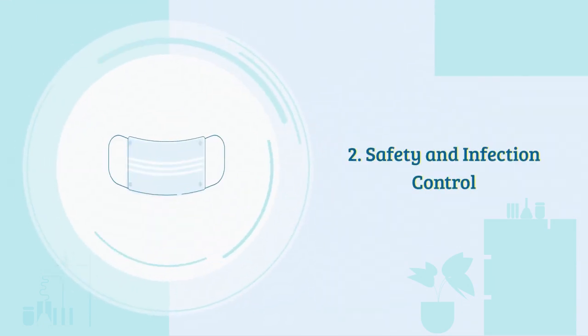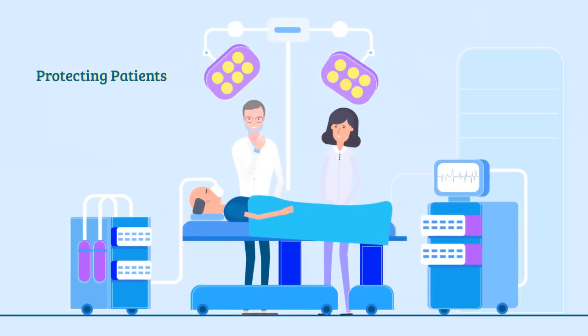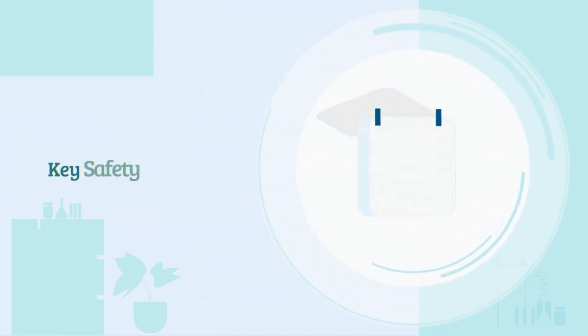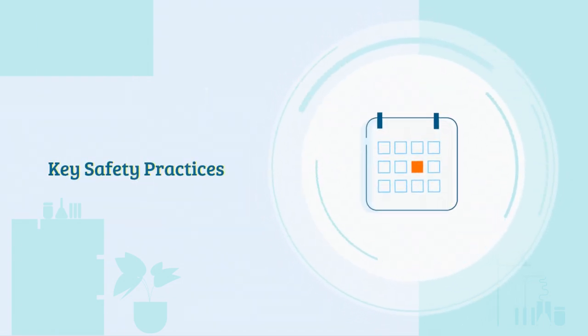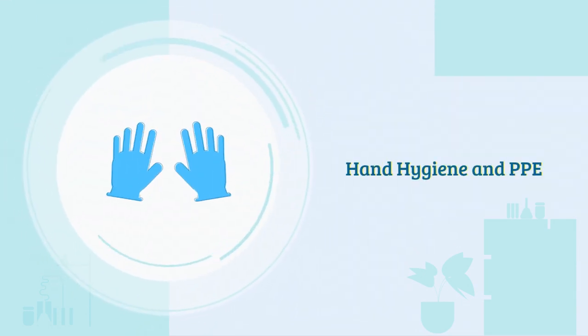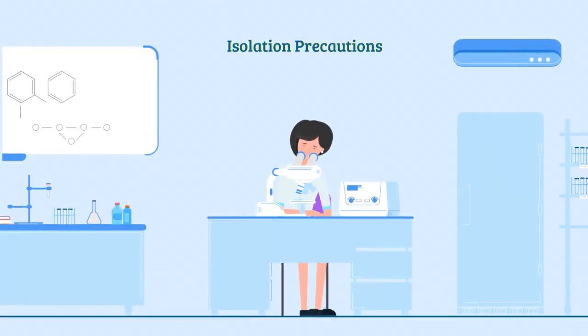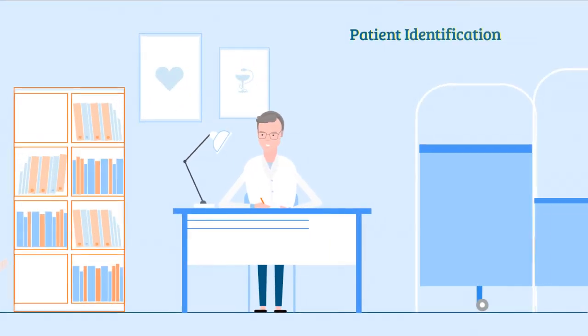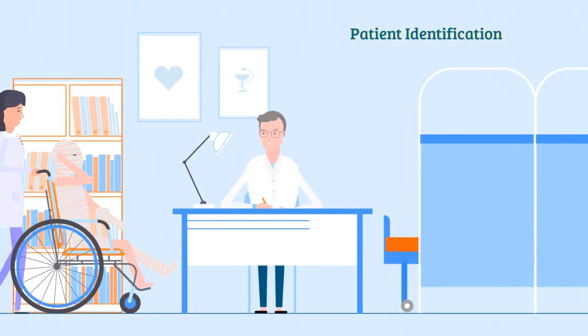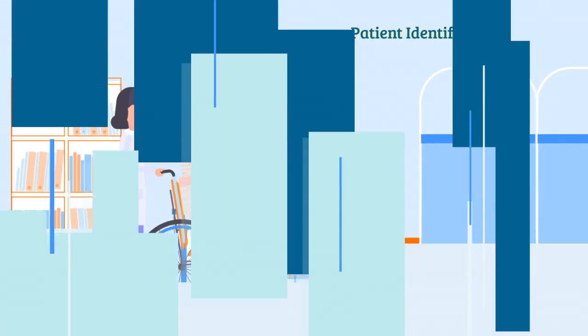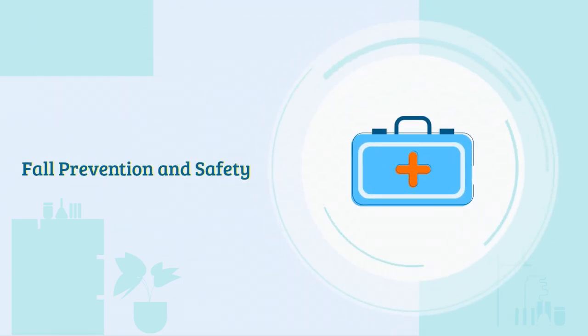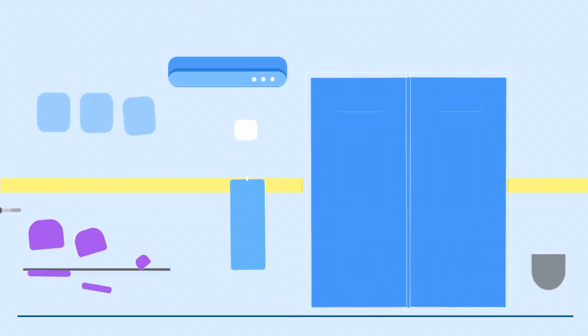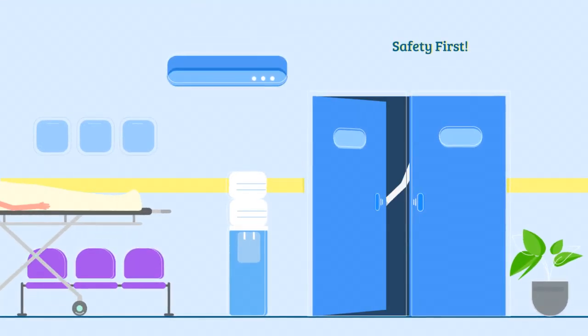2. Safety and infection control. This section teaches how to protect your patient from harm. Includes hand hygiene and PPE. Isolation precautions: contact, droplet, airborne. Patient identification. Fall prevention and emergency safety. Tip: always think safety first in NCLEX questions.